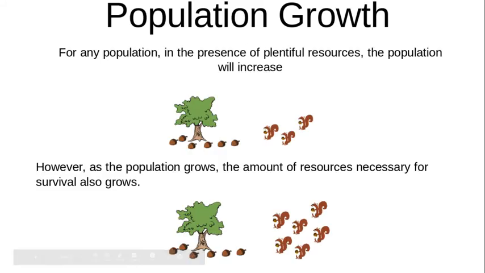All right, so let's look at a picture representing what we were just talking about. We have the tree, we have the squirrels. For any population, in the presence of plentiful resources, the population is going to increase. However, as the population grows, the resources necessary for survival also grow. So now there's more of a need for food. More babies, more food's needed because those babies grow up to be big squirrels.